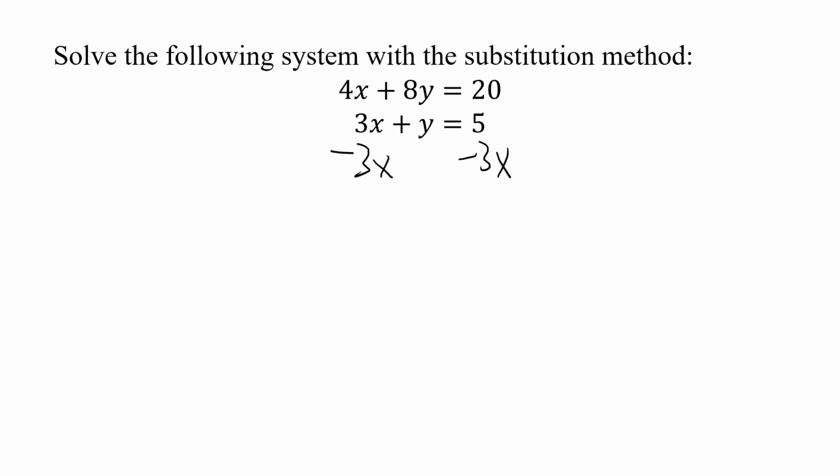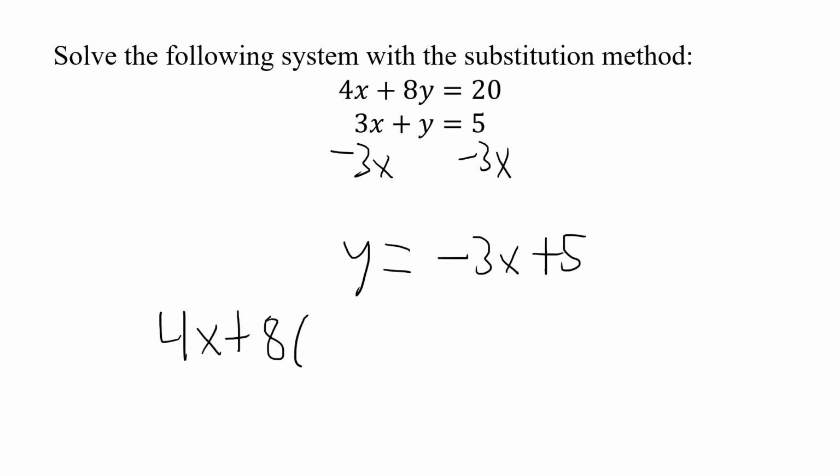And I'm doing this to the bottom equation. So what we're left with on the left-hand side is just y, and on the right-hand side we now have negative 3x plus 5. So that's what y is. Y is negative 3x plus 5. And since y is negative 3x plus 5, that means that this y in the top equation is also negative 3x plus 5. So we're going to rewrite the top equation: 4x plus 8 times, what is y? Well, it's negative 3x plus 5, and that is 20.